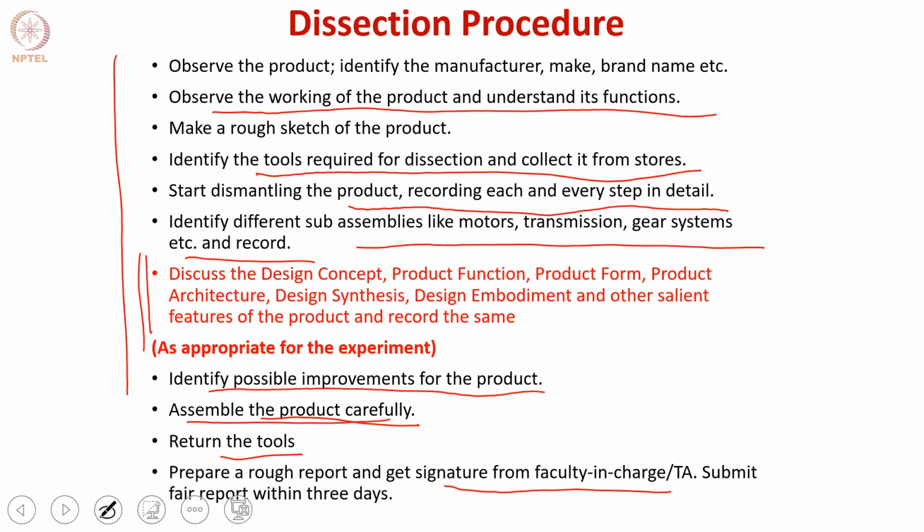So this rough report format will be given to you. Prepare the report in that format and then get the signature from the TA, and then you can leave and submit the final report within 3 days. This is what is to be followed in every lab class. So please keep this in mind. You need to have a notebook. You need to record all the work that you are doing and prepare a rough report before you leave the lab.